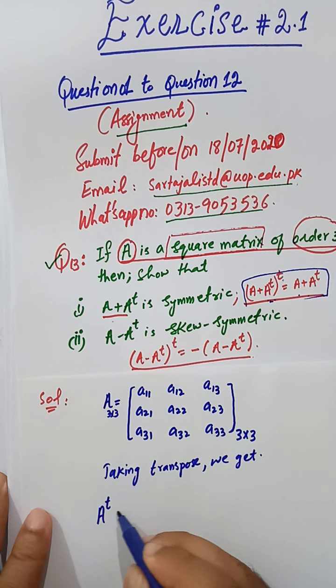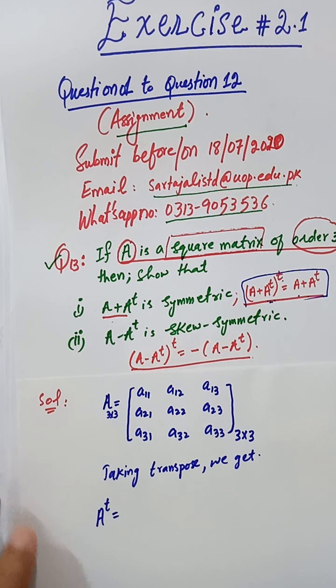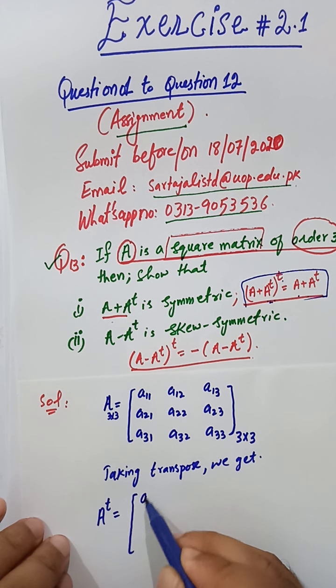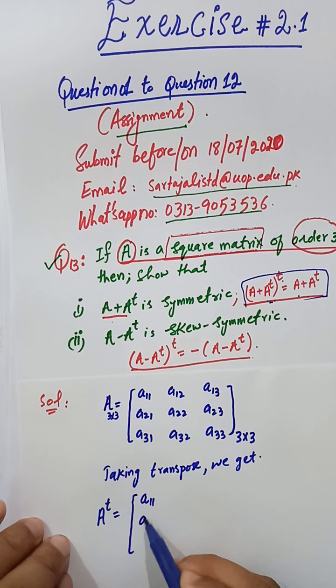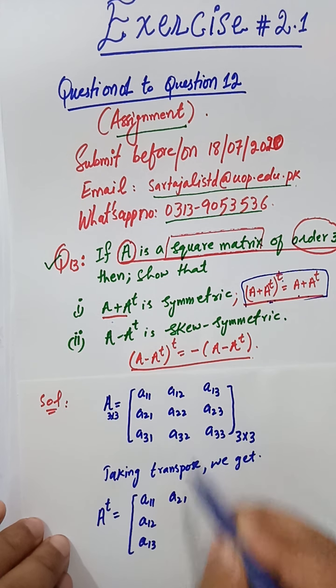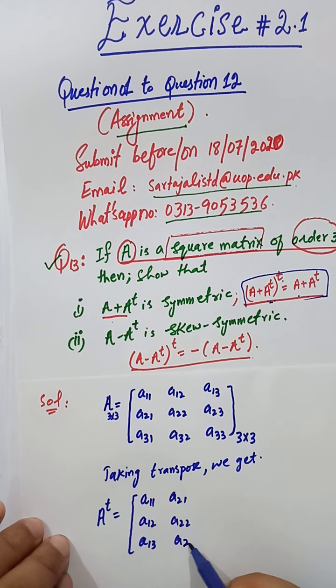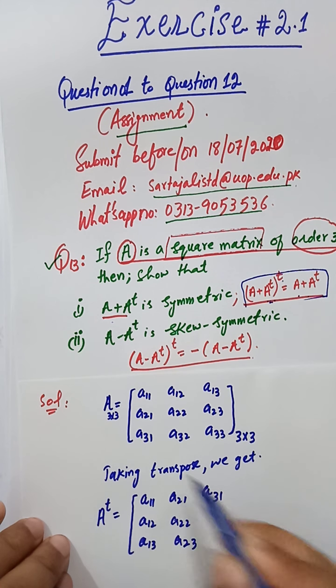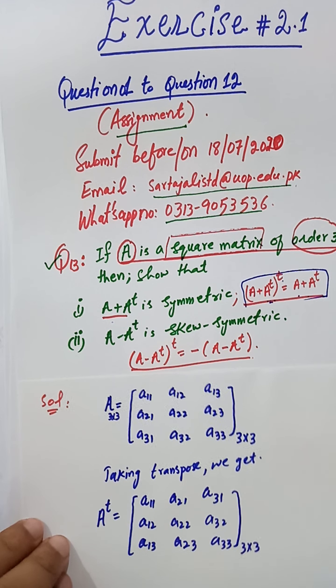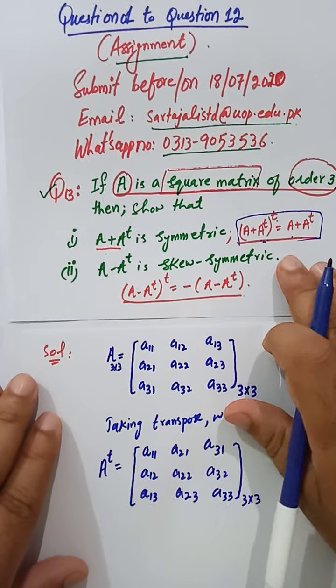what is the definition of the transpose of a matrix? Transpose of a matrix means you need to convert the rows into columns or columns into rows. So the matrix will be said to be the transpose of the given matrix. So I am converting rows into columns. The first row will be converted into the first column, the second row will be converted into the second column, and the third row is converted into the third column. So this is also a 3 by 3 matrix. Okay, now you see that this is the transpose.